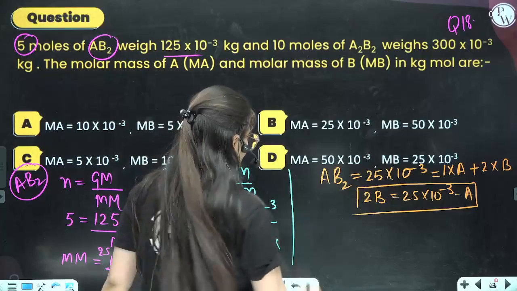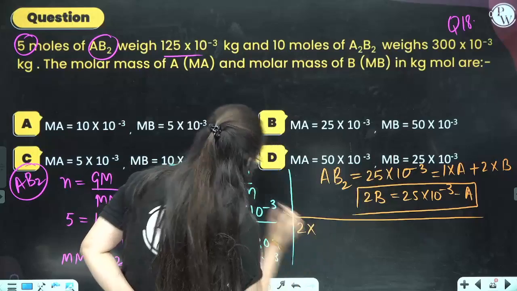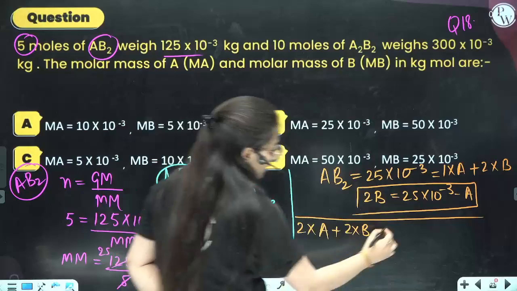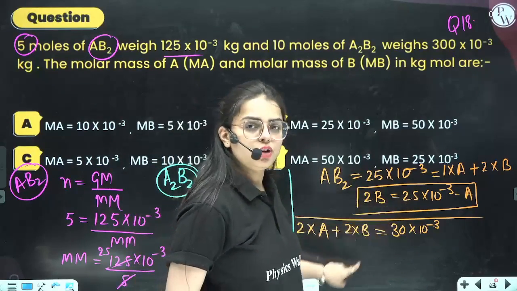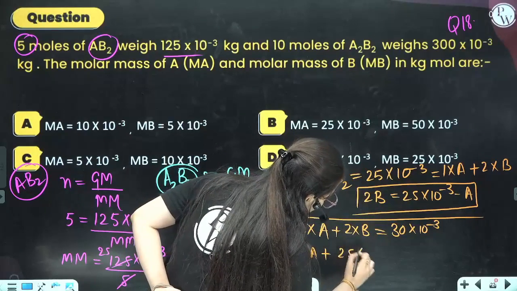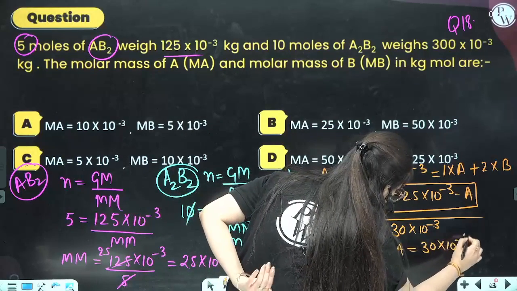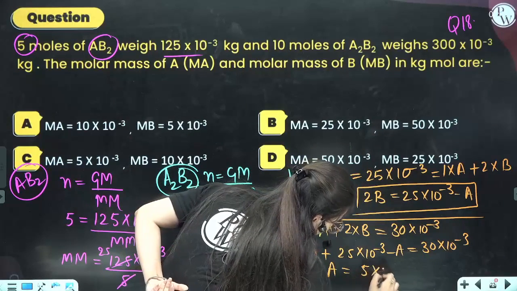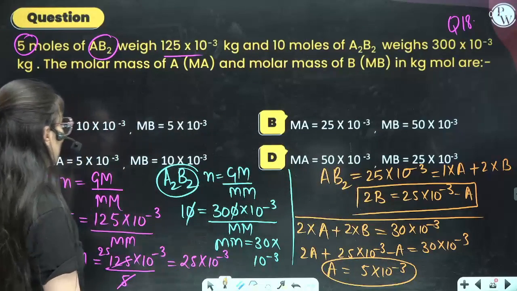Now from the second equation, A2B2, can I write it like this: 2 into A mass plus 2 into B mass is equivalent to the molecular mass? What is the molecular mass? 30 into 10 raised to the power minus 3. Can I substitute the 2B value here? Yes. So this is 2A plus 25 into 10 raised to the power minus 3 minus A, equivalent to 30 into 10 raised to the power minus 3. 2A minus A is A. Taking the rest over there, you get 5 into 10 raised to the power minus 3. So A came out to be 5 into 10 raised to the power minus 3.